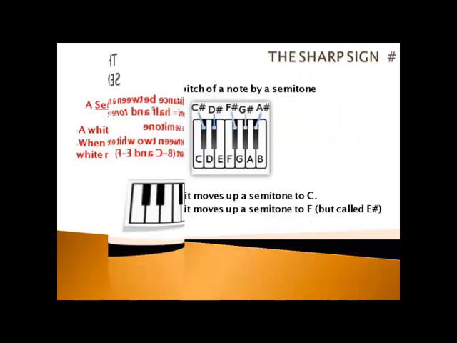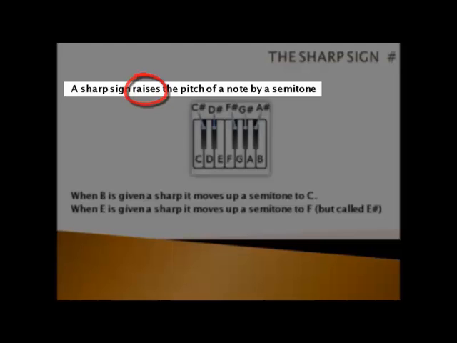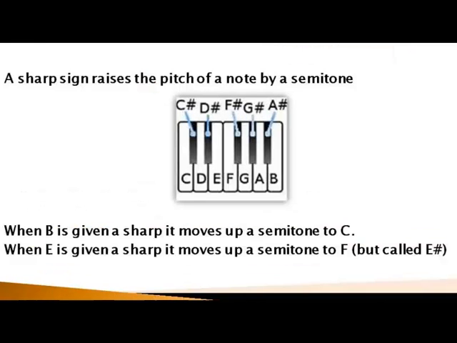Keep in mind that black notes don't have names of their own, so they have to borrow from the white keys. So that's why we need to use sharps and flats in our music. A sharp is going to raise a pitch by a semitone or a half step. So C to C sharp would mean that you're going from the white key to the black key. D to D sharp is a semitone, and again you're going from a white key to a black key.